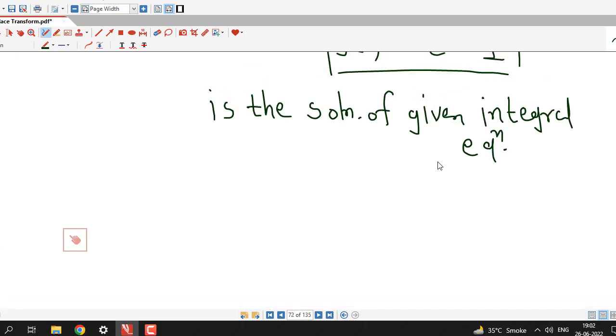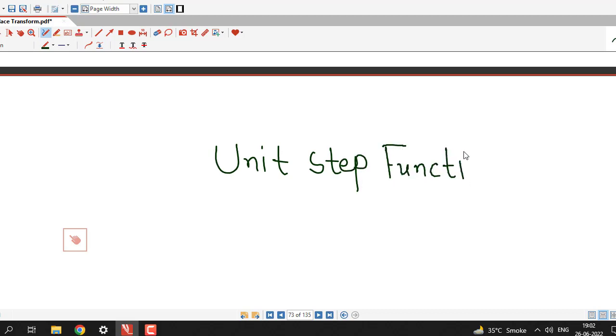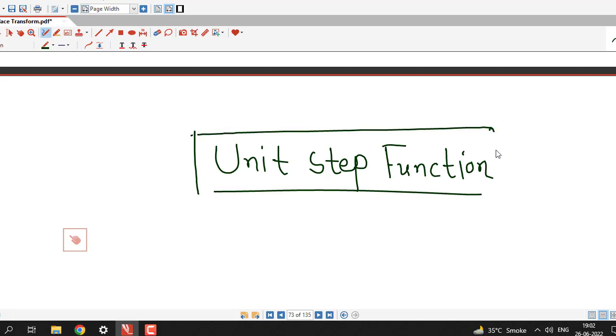In the next lecture we will start with a special type of function known as the unit step function, and it is very helpful in the topic of Laplace transform. So this we will discuss in upcoming lectures. Thank you very much.